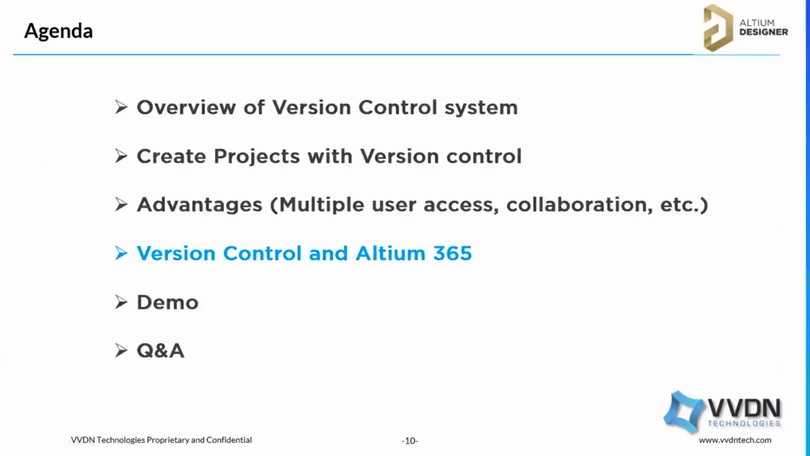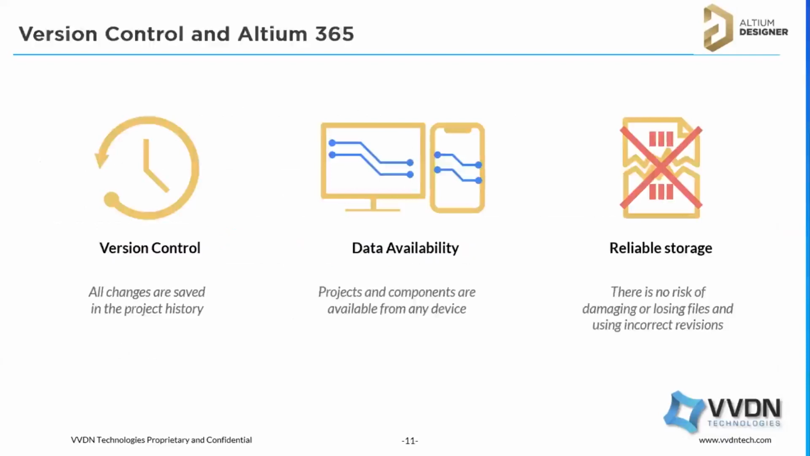And if we are using Altium 365, what is the advantage of the version control feature in Altium 365? Again, it's a Git-based version control system. You don't need to configure the repository, or there are no settings. Directly, once you add the project to the Altium 365 workspace, automatically it will come under the version control system.